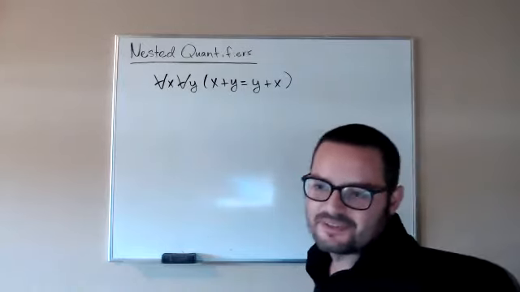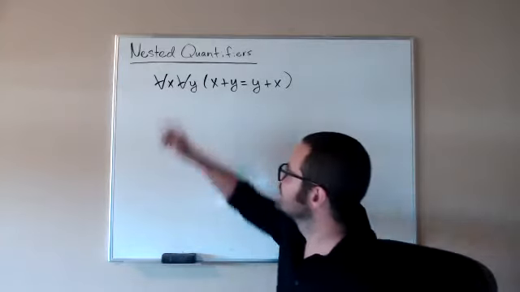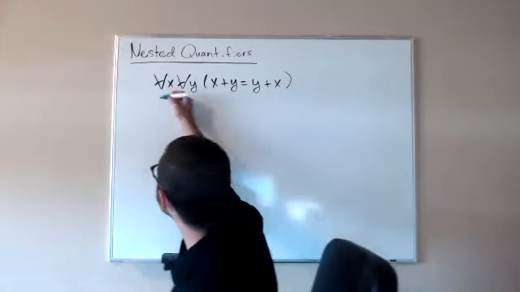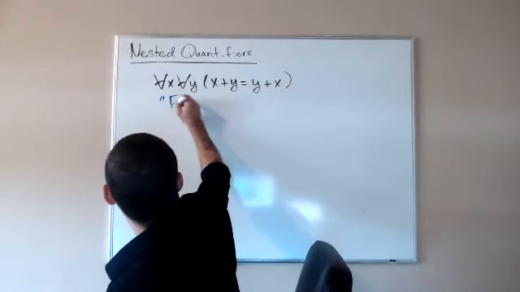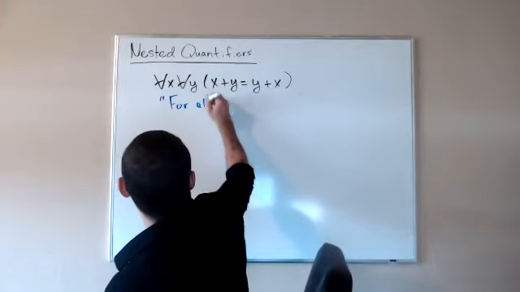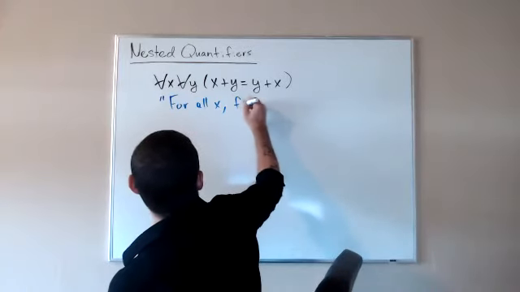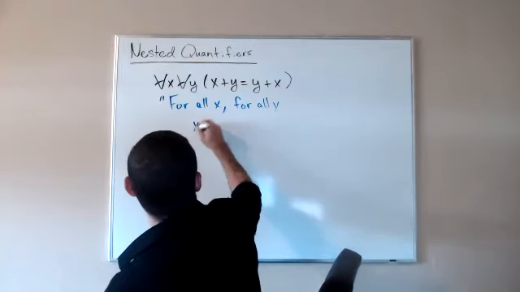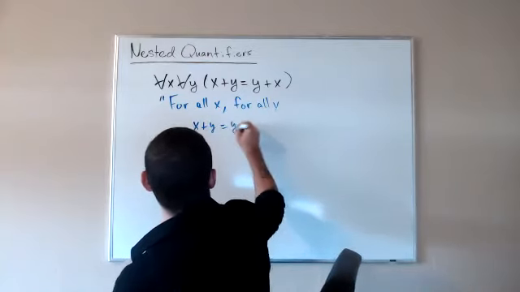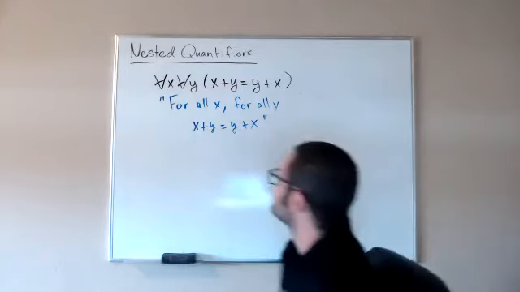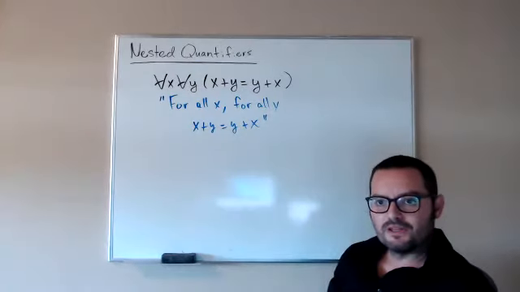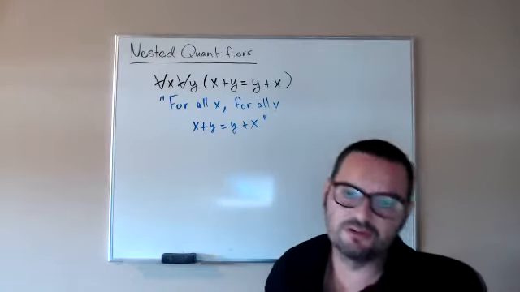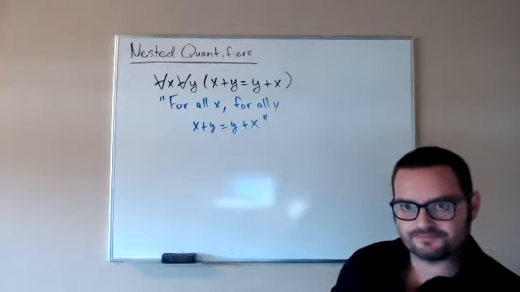So, universal quantifier, right? What this says is for all x, for all y, x plus y is equal to y plus x. Now, if we're talking about real numbers here, this is the commutative law of real numbers.